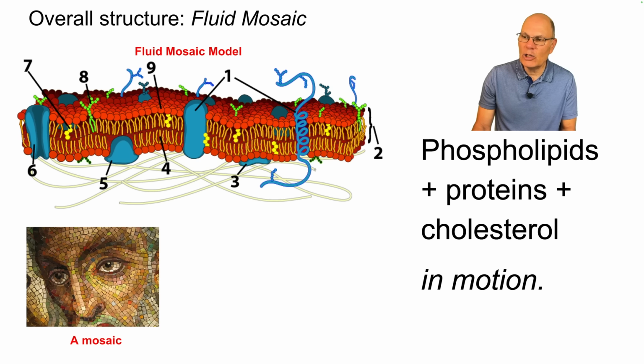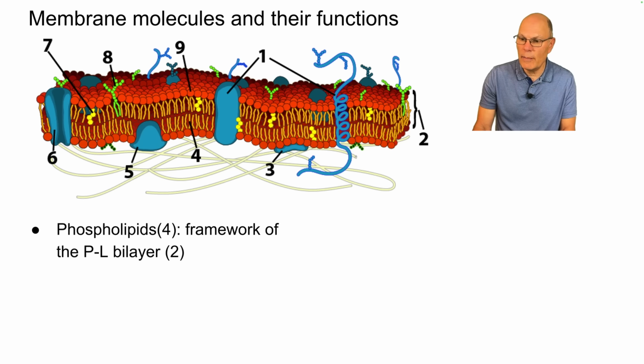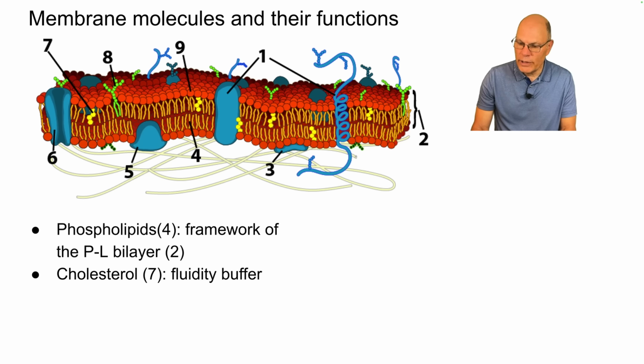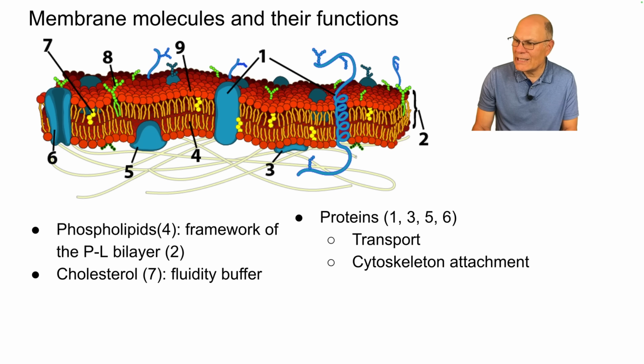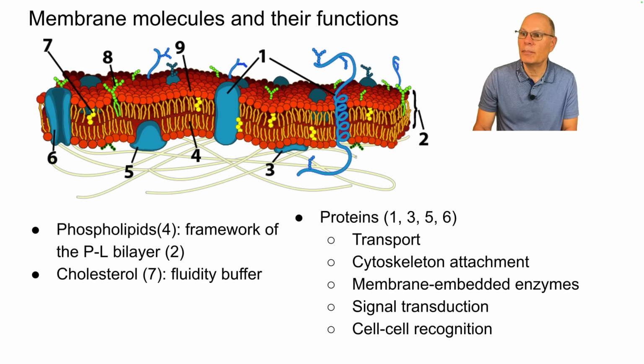The membrane molecules and their functions include the phospholipids, which form the framework of the membrane, cholesterol, which acts as a fluidity buffer. What that means is that it keeps the membrane stable at high temperatures and fluid at low temperatures, and proteins, which are involved in transport, cytoskeleton attachment, membrane-embedded enzymes, signal transduction, and cell-cell recognition.